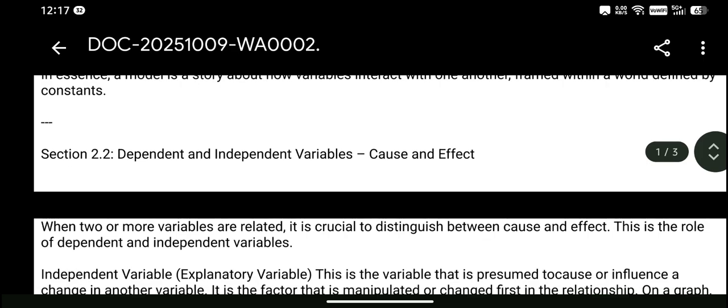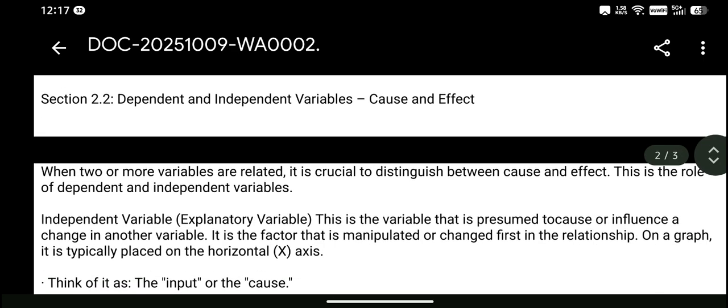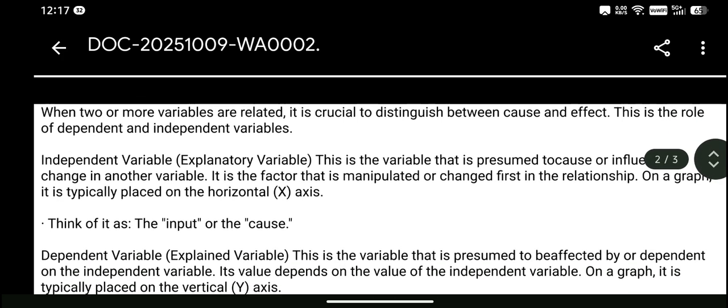Section 2.2, Dependent and independent variables: cause and effect. When two or more variables are related, it is crucial to distinguish between cause and effect. This is the role of dependent and independent variables.